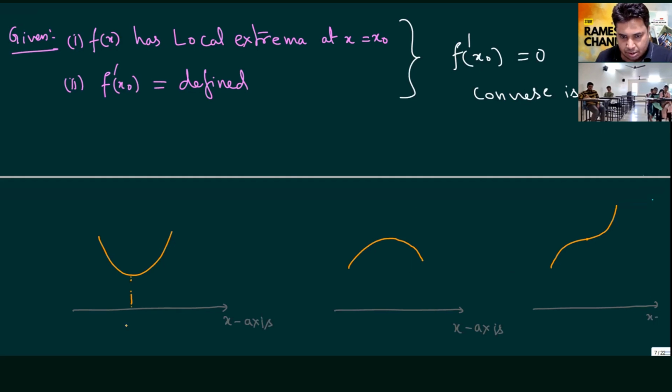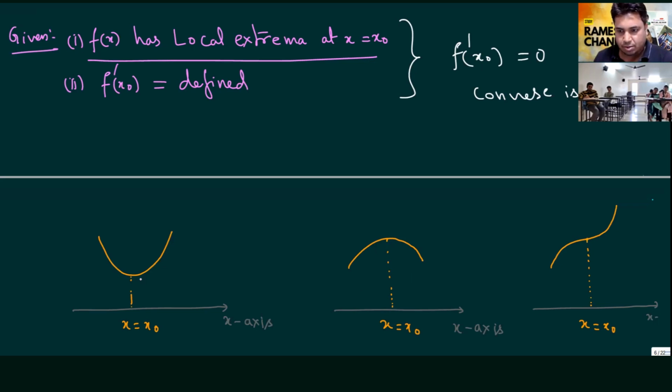So you can see this is x equal to x naught. And here you can see this is also x equal to x naught. And here you can see x equal to x naught. Is that clear? Now you can see f(x) has local extrema at x equal to x naught. So this is case number one, case number two, and this is case number three. In the first two cases, we are achieving local extrema, and f dash x naught is also defined. You can see in all three cases, f dash x naught is defined. But in the first two cases, we are meeting local extrema.